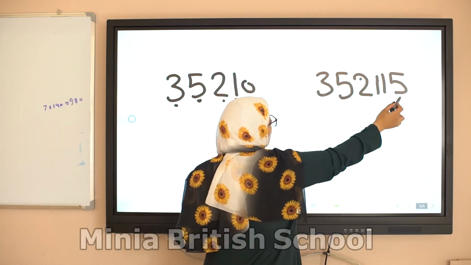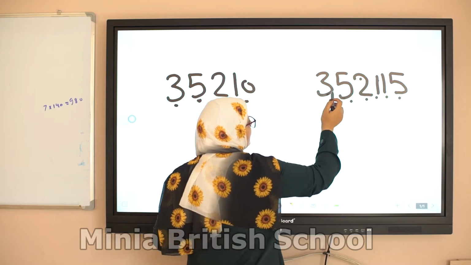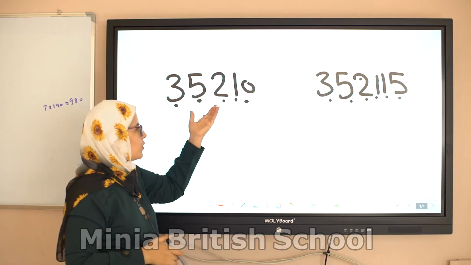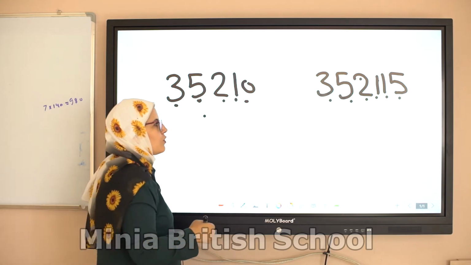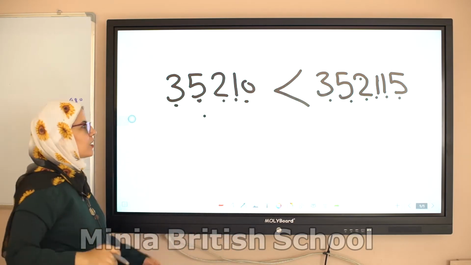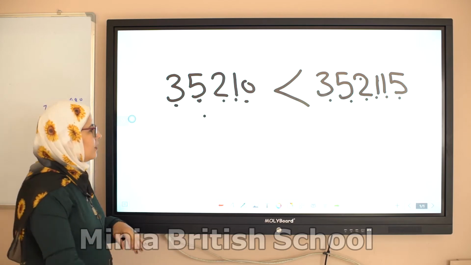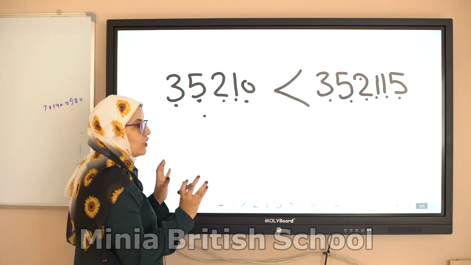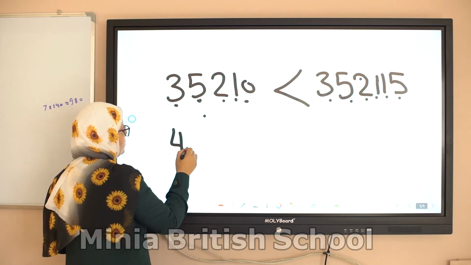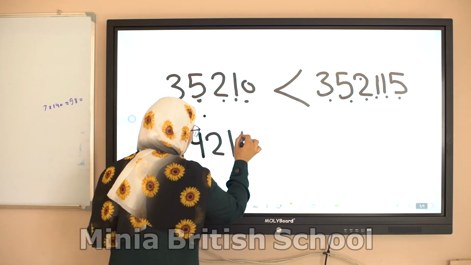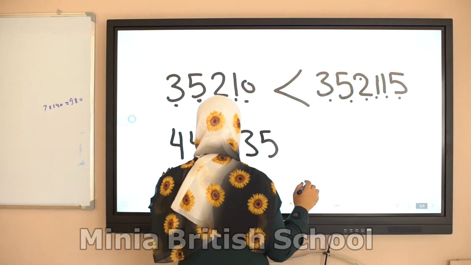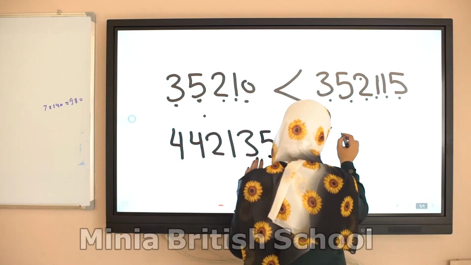How many digits here? 1, 2, 3, 4, 5, 6. Here we have a 6-digit number, but here we have a 5-digit number. Without thinking, a 6-digit number is bigger than, or greater than, a 5-digit number. Okay, this is if we have a different number of digits. If we have the same number of digits, if we have a number like this, the number consists of how many digits? 6-digit number. What about this?